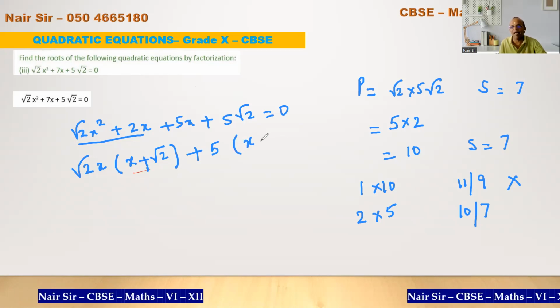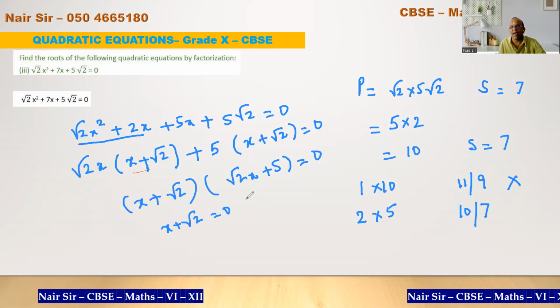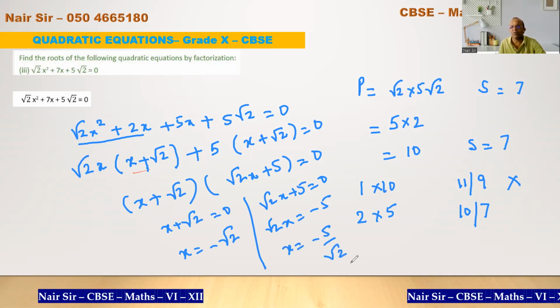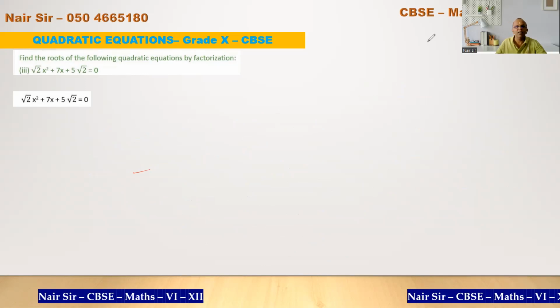If I take 5 out, what is left? Root 2 x... no, 5 out and x plus root 2 is left, is equal to 0. So what do I get? X plus root 2 bracket, what is left? Root 2 x plus 5 is equal to 0. Again, solving it now. X plus root 2 is equal to 0 and root 2 x plus 5 is equal to 0. So x is equal to minus root 2 and root 2 x is equal to minus 5. X is equal to minus 5 upon root 2. This is my answer.